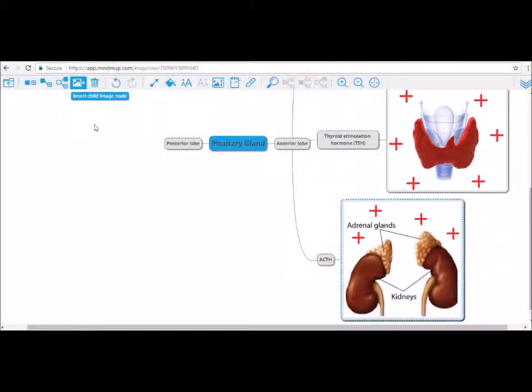Now, the adrenal glands are found, we have two, and they're found on the top of each of the kidneys. What the adrenal glands do, you're going to research yourself, but ACTH from the pituitary gland causes the adrenal glands to produce their secretions. So it detects their surrounding environment and tells the adrenal glands when they're required.